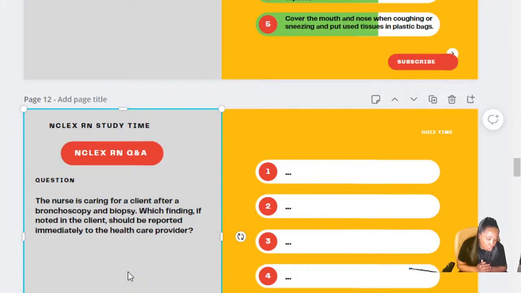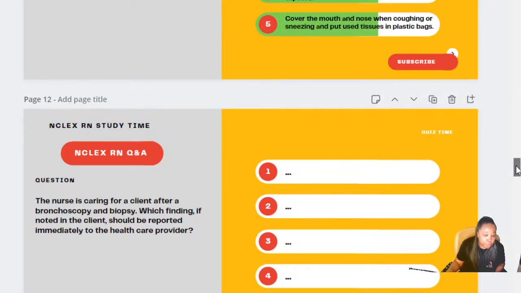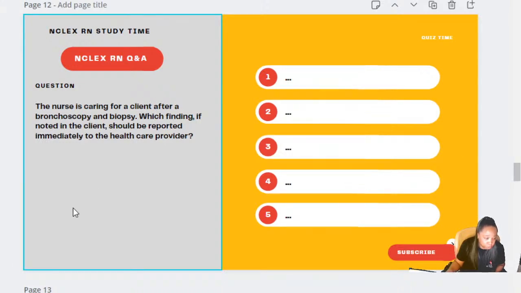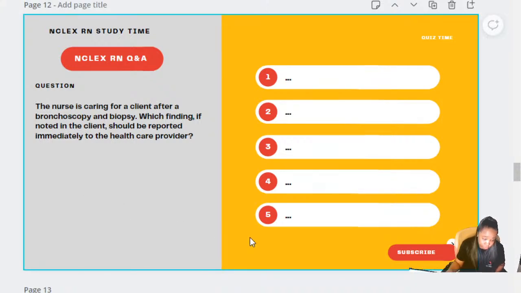Okay, bronchoscopy. They go into the bronchial tree down there to the lung, and then they will take a small piece and send it to the lab. So the question is, what will the nurse do? Which finding should be reported? What should you report to the doctor if you see that in a patient that just came from a bronchoscopy procedure or biopsy? This is one of the questions that you have to know.